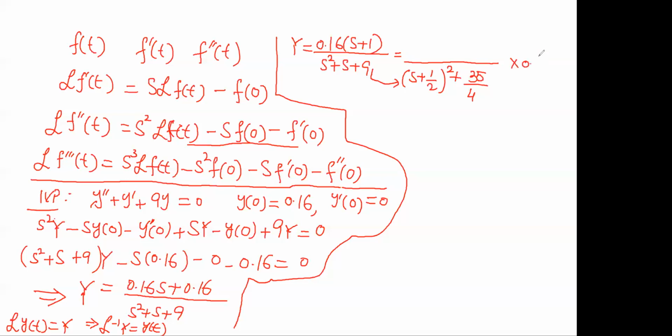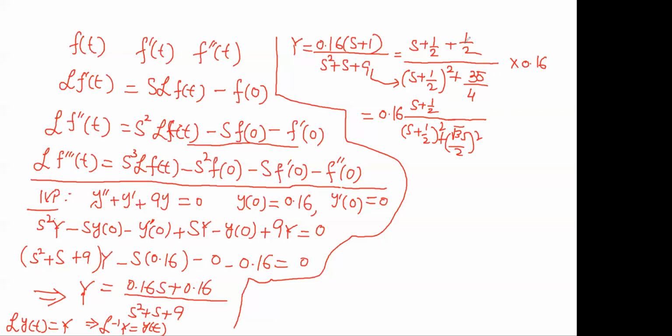If I take 0.16 over here, it is s plus 1. So can I write it like this, s plus 1 as s plus 1 by 2, and then also 1 by 2? So I can further simplify and write it like this: s plus 1 by 2 squared plus under root 35 by 2 squared. Okay, so now I have this term.